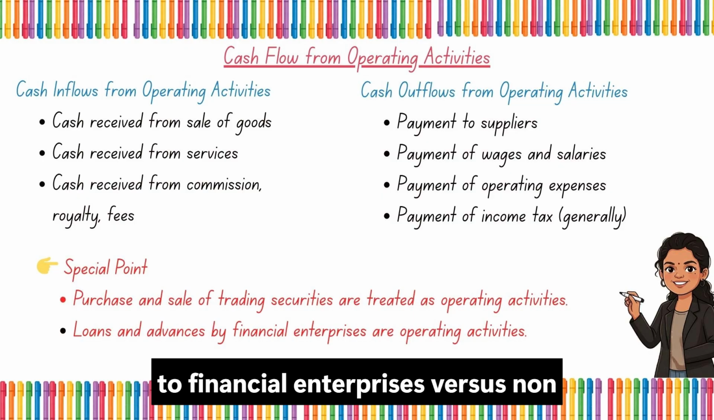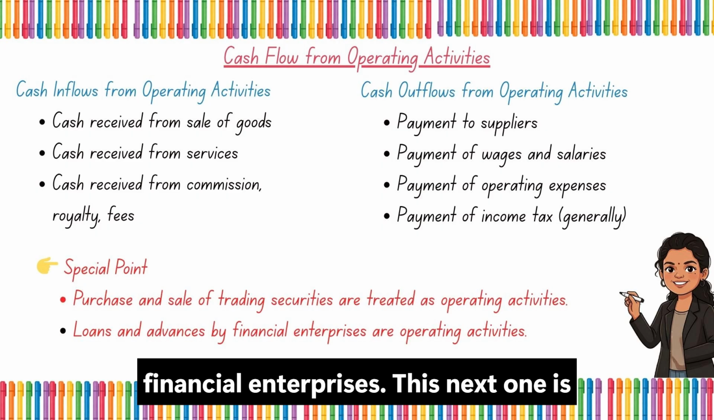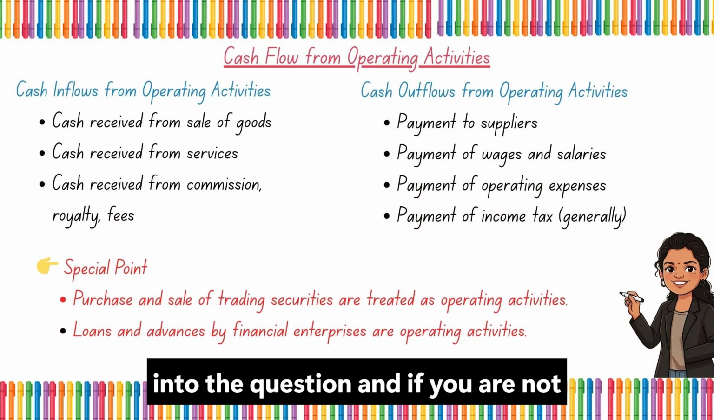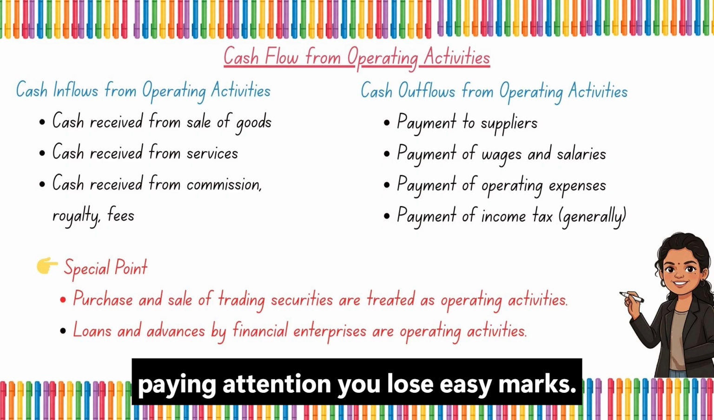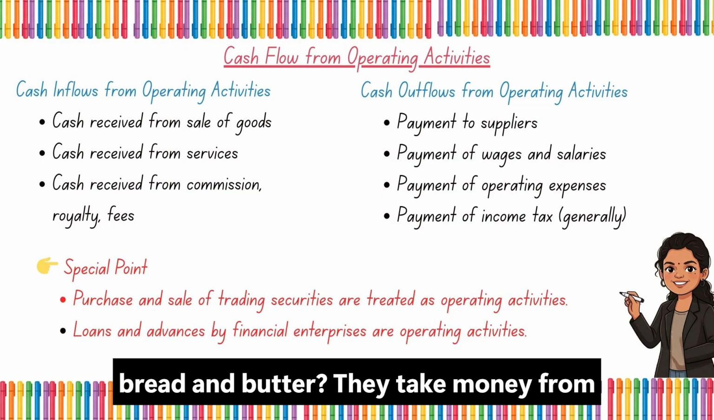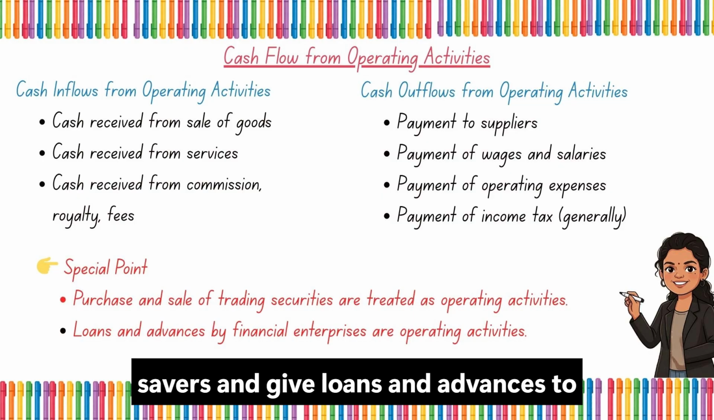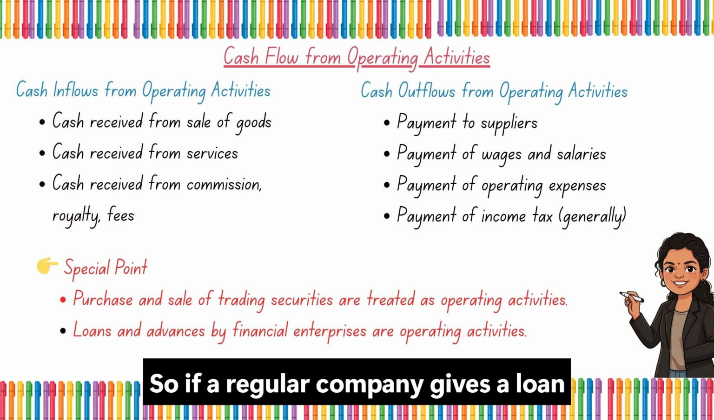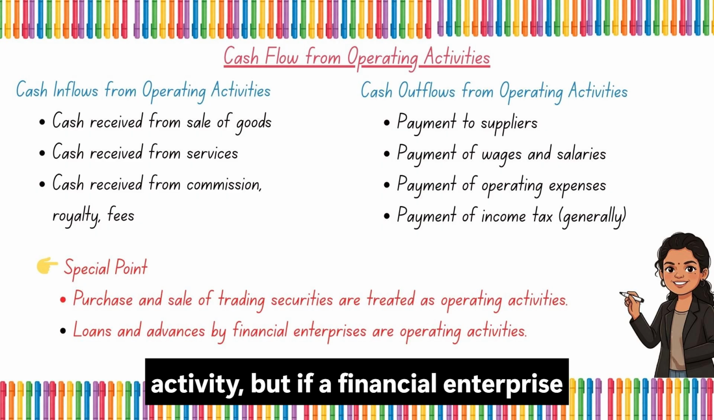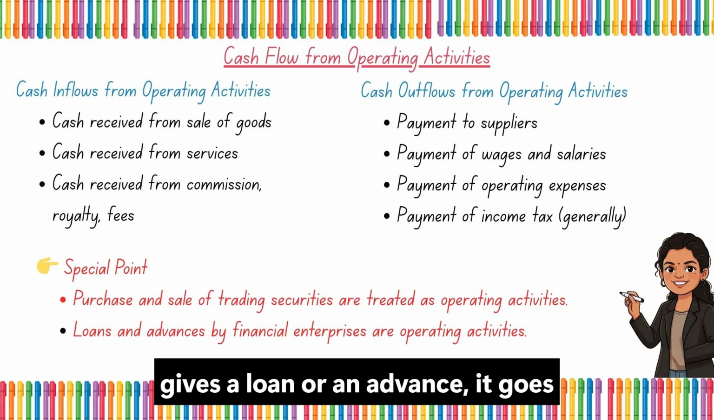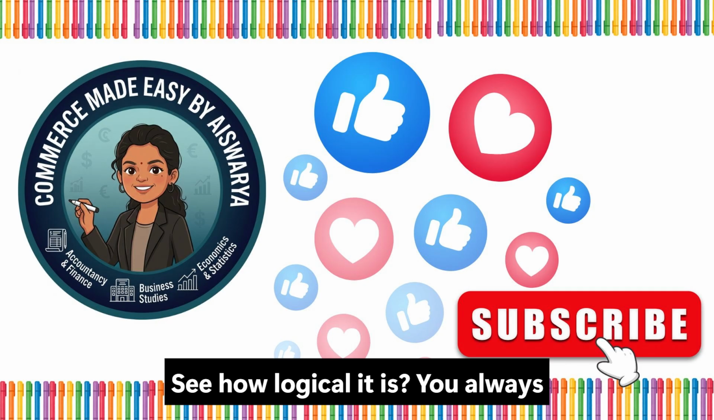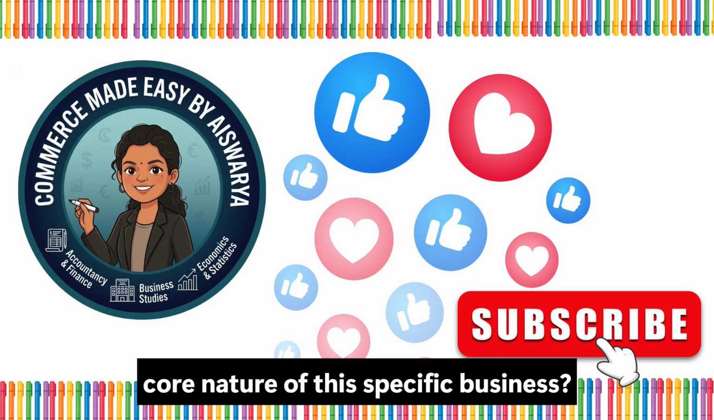Special point 2. Financial enterprises versus non-financial enterprises. This next one is a classic board exam trap. The examiner will slip the words financial enterprise into the question, and if you aren't paying attention, you lose easy marks. Think about it. What is a bank's daily bread and butter? They take money from savers and give loans and advances to borrowers. That is their main operation. So, if a regular company gives a loan to another business, it's an investing activity. But if a financial enterprise gives a loan or an advance, it goes straight into operating activities. See how logical it is? You always have to ask yourself, what is the core nature of this specific business?